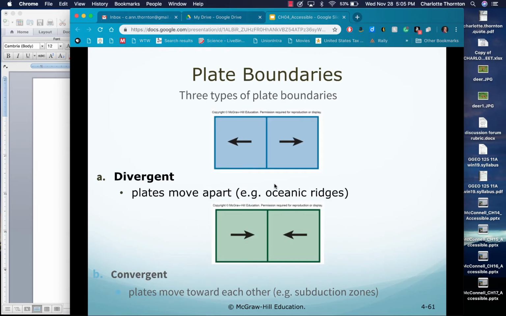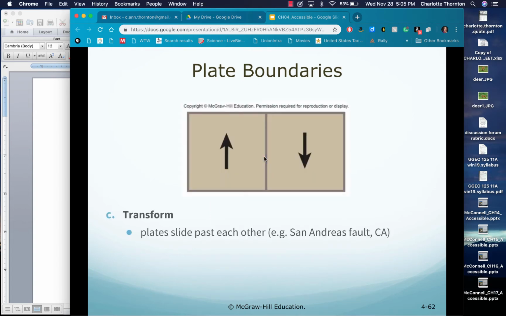Plate boundaries. There are three types. Divergent, meaning they're coming apart. As the arrows show, this would be where the plate boundary is, the line in the center, and the plates would be moving apart. For example, ocean ridges. The convergent plate boundary is where the plates move toward one another. For example, in a subduction zone. And the transform boundary is where the plates are sliding past each other. For example, the San Andreas Fault in California.